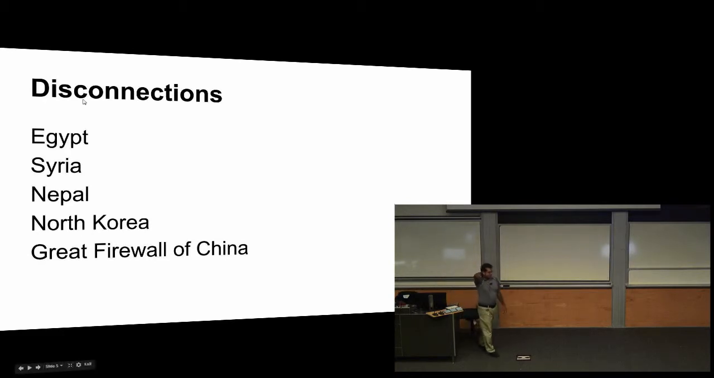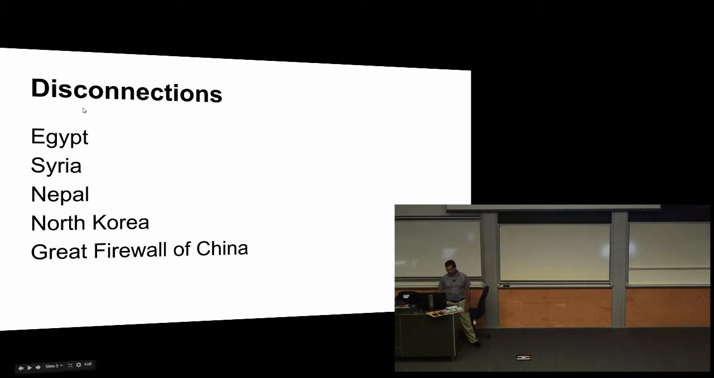There's also disconnections. Besides snooping on you, the government can just decide, hey, we don't like the social unrest going on here. What we're going to do is disconnect their internet. That way they can't email each other or communicate. And we saw this with Egypt, and you see the list here, Syria, Nepal. Even China doesn't outright disconnect people, but they do have a firewall so that you can't see certain websites or do certain things.